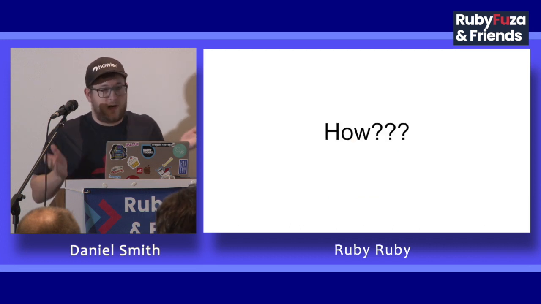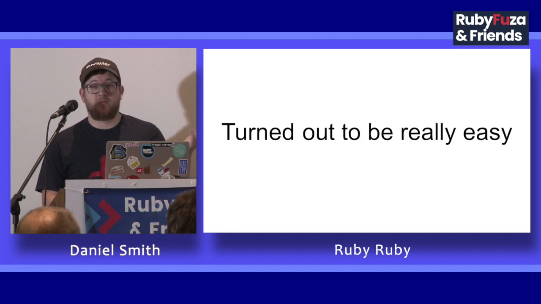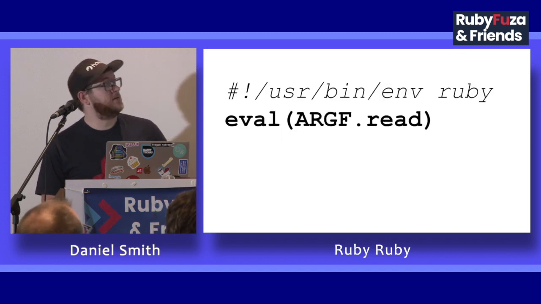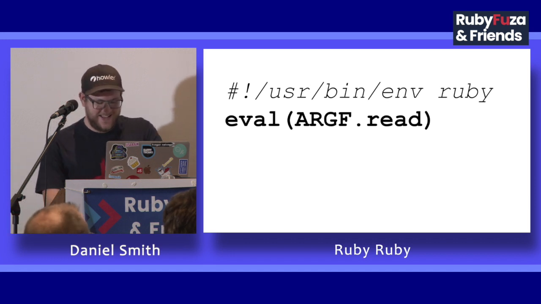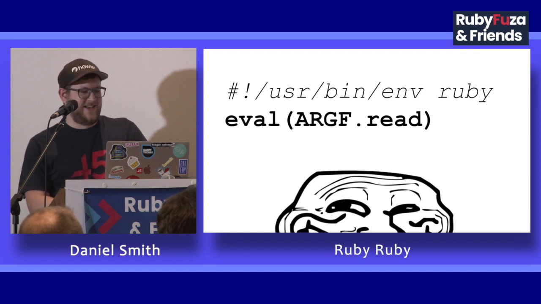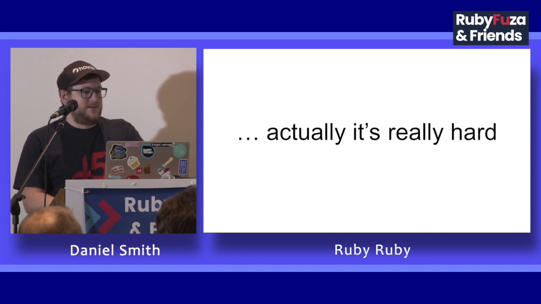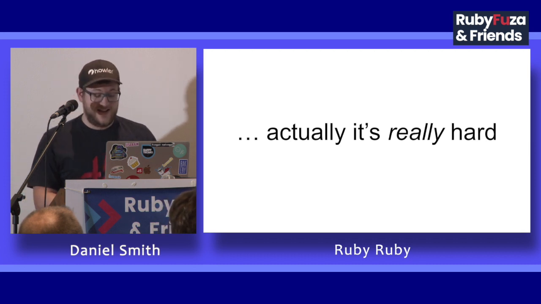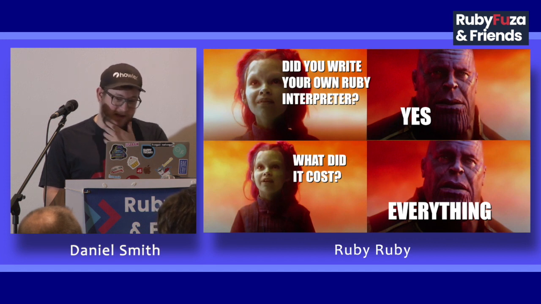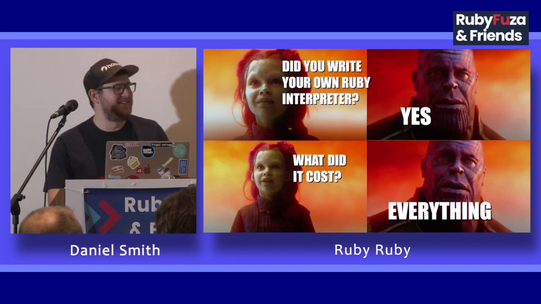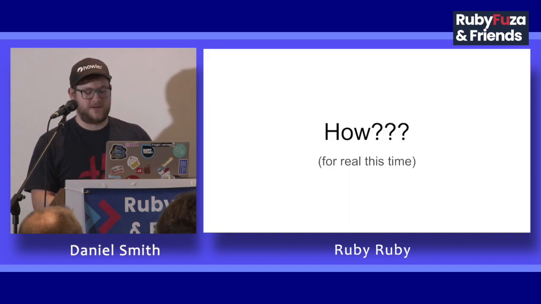Right, so now we've got the why, and here's the how. Actually turned out to be really easy. It's just two lines. Okay, no, not really. It's actually really hard. Really, really hard. So how did I do it for real this time?